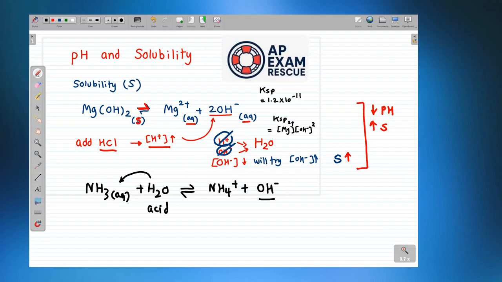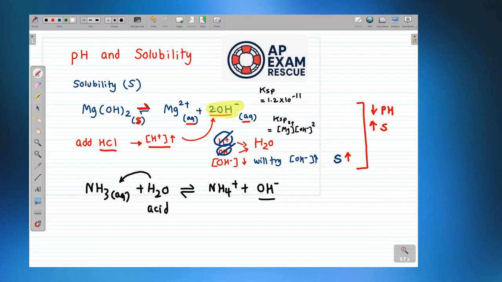طيب ايه اللي هيحصل لما تزود ال OH minus؟ مستر لو شاتليه هتشتغل. What will Le Châtelier tell me? You have increased this one, right? So the solution will try to decrease it. So instead of moving forward, it will move back, to the reactant side.